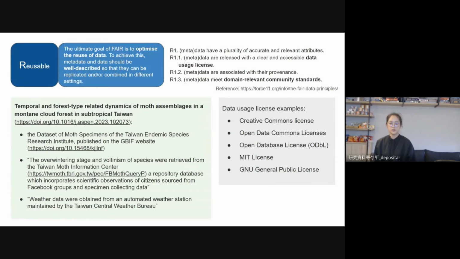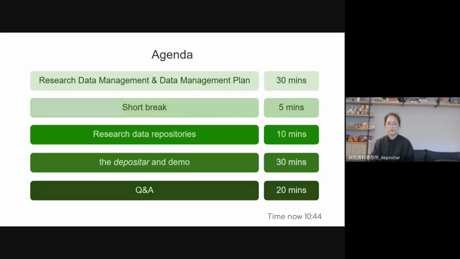And to enhance your data reusability, one of the simplest ways, if we don't look at the data quality, is to think about what data usage license you can use for your data. A common one is the Creative Commons license. And sometimes if your research data is software code, then you may consider using the MIT license or GNU General Public License. So this is the basic introduction and some examples of the FAIR principles as background information.